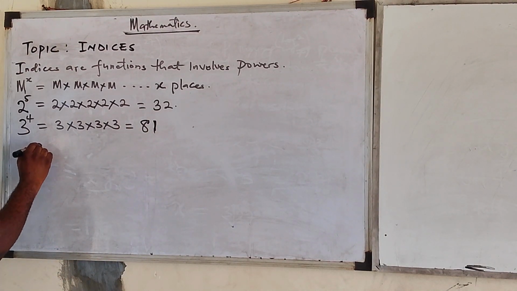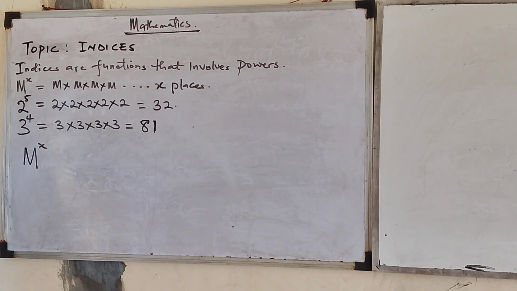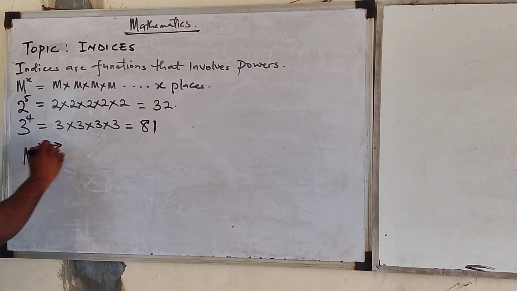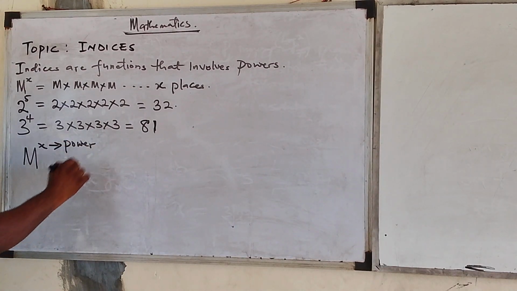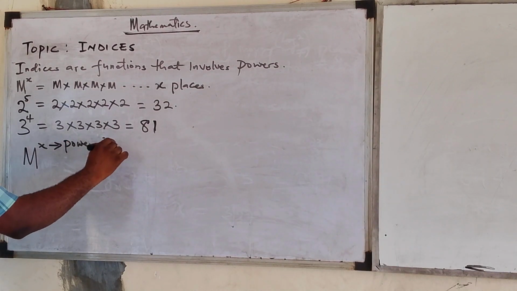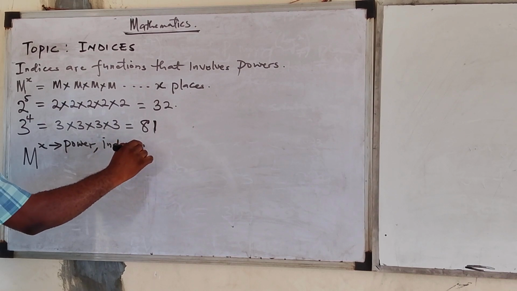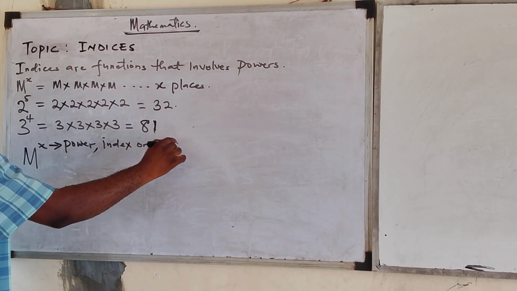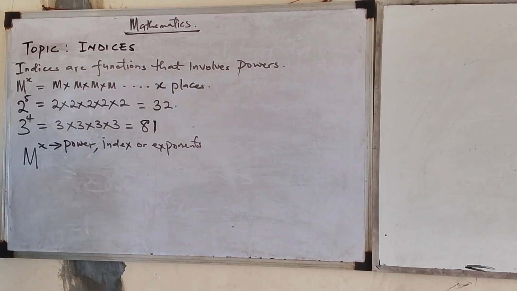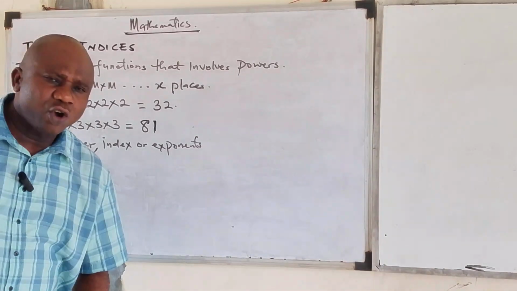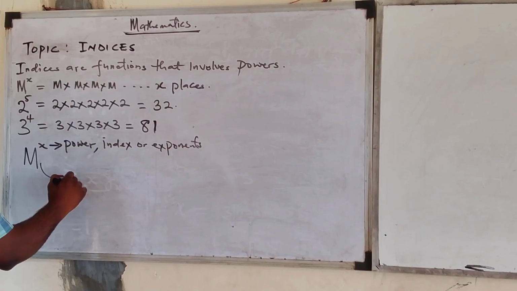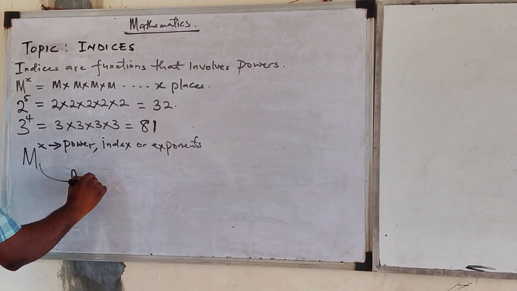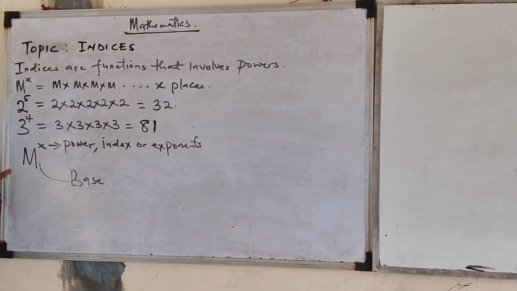Now, let's look at m raised to the power of x. The x here is called power. If you don't want to call it power, you can call it index or exponent. These are the 3 names you can call x. Either you call it power, index, or exponent. Now, the m here is called the base.